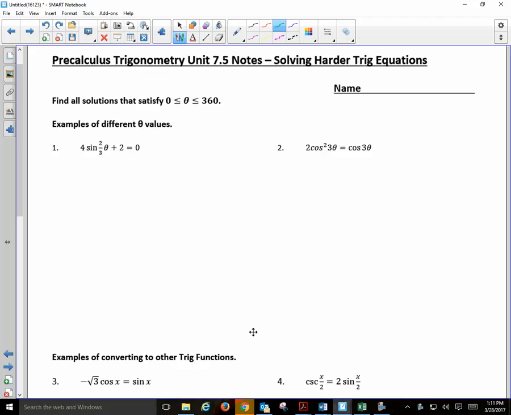Okay, here we go. Same thing as yesterday. We got more challenging equations, though. Who can tell me what's different about problem one from what we saw yesterday? What about the fraction? Yeah, it sits inside of the sine, and it's part of the angle. So we have 4 sine of 2/3 theta is equal to -2, and we divide by 4. We get sine of 2/3 theta is equal to -1/2.